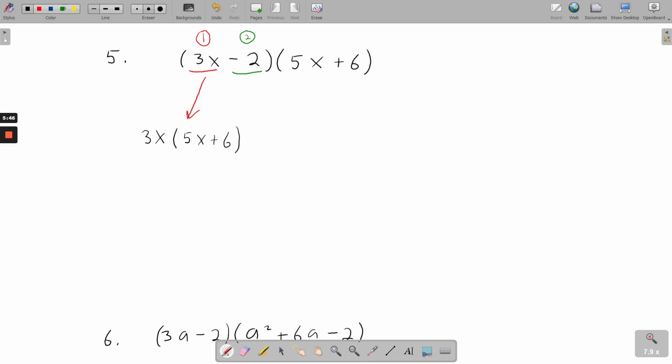Then what we're going to do is take our minus 2 down and leave it there, and this time we're going to repeat this bracket again. So 5x plus 6 again. We're putting this bracket down twice. So you're going to get 5x plus 6.